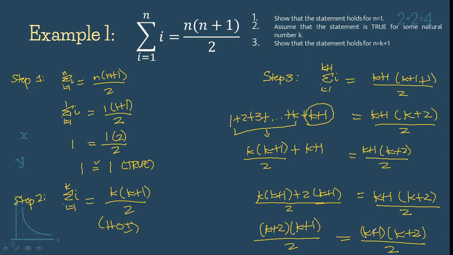So kung mapapansin nyo, may k plus 1 dito, may k plus 1 dito, may k plus 2 dito, may k plus 2 din po dito, at may denominator silang 2. So therefore, na-prove po natin na this is true. So ano pong ibig sabihin yan? Ibig sabihin po, ito pong statement na ito is true for all natural numbers.